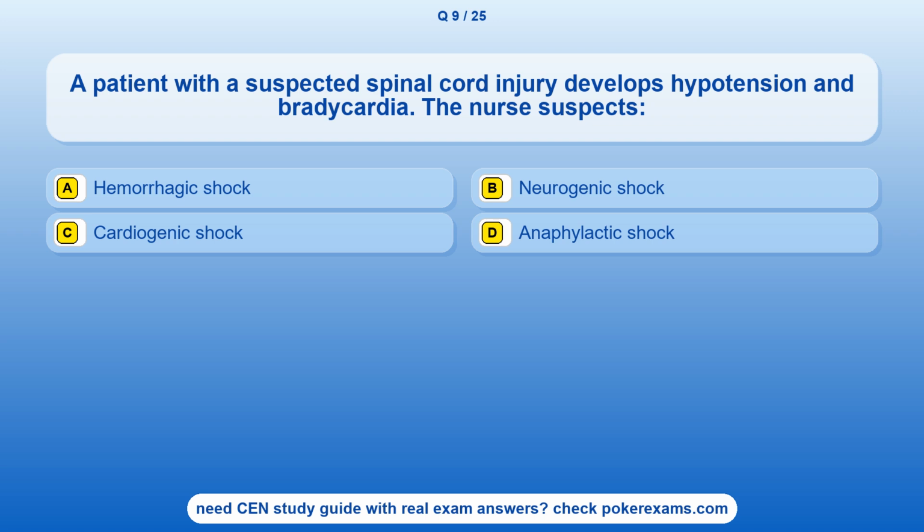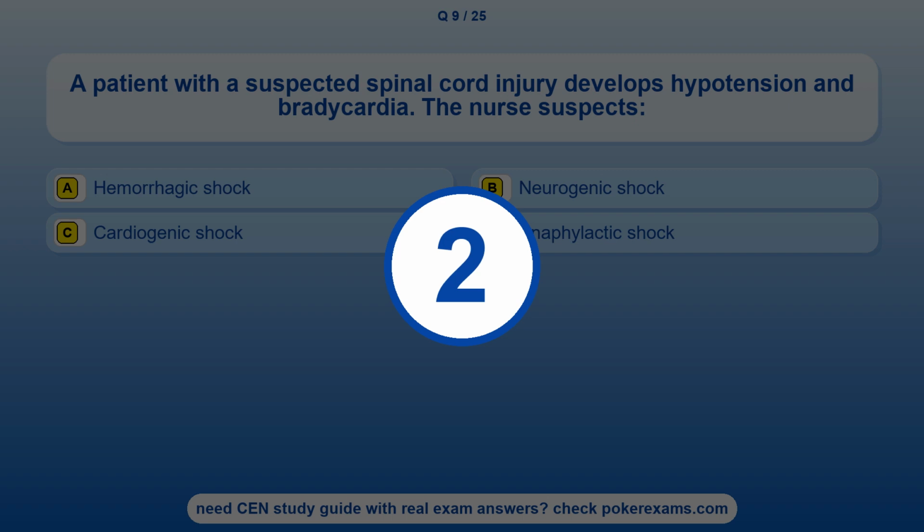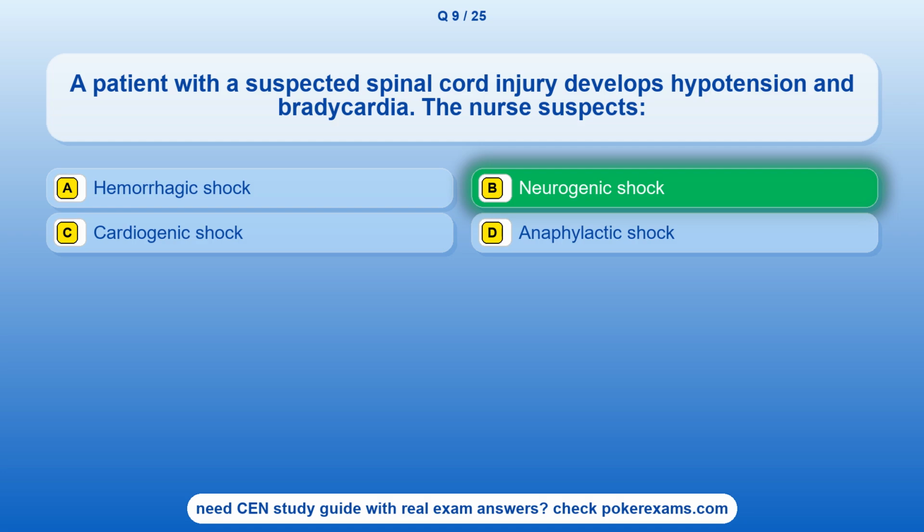Question 9. A patient with a suspected spinal cord injury develops hypotension and bradycardia. The nurse suspects option A, hemorrhagic shock, option B, neurogenic shock, option C, cardiogenic shock, option D, anaphylactic shock. The correct answer is option B, neurogenic shock.